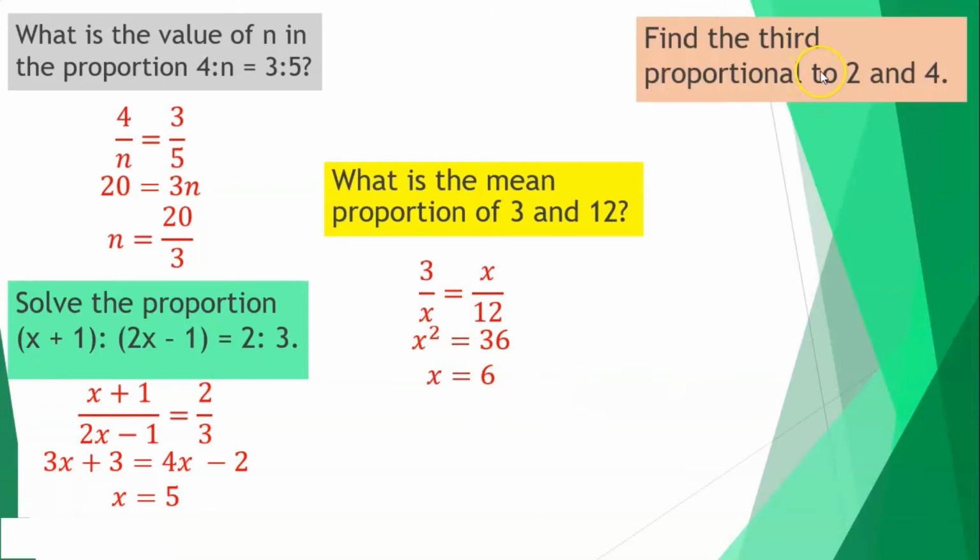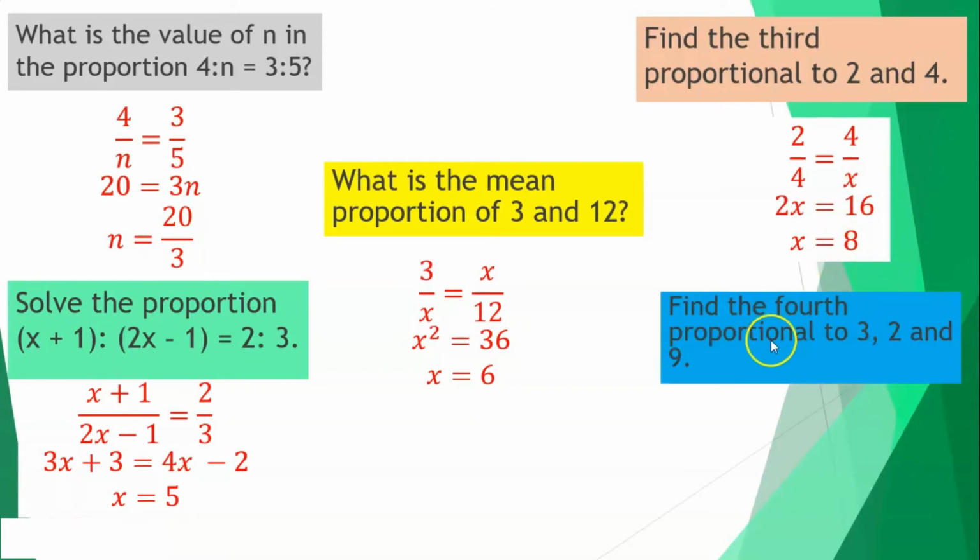Okay. Now, find the third proportional of 2 and 4. So again, rewriting it, we will have 2 over 4 is equal to 4 over x. So 2 is the first proportion, and 4 is the geometric mean. Simplifying, we will have x as 8.